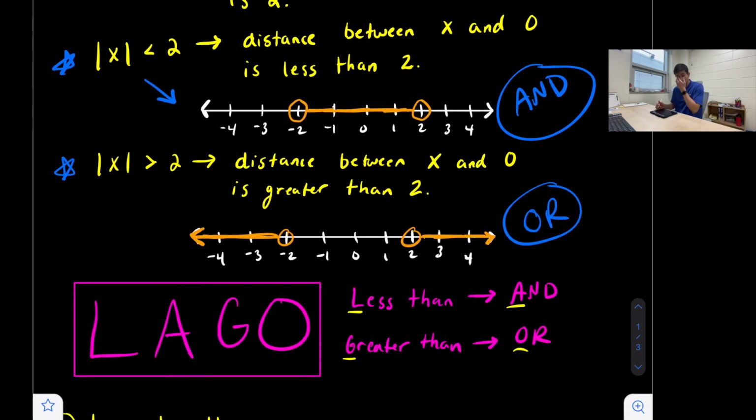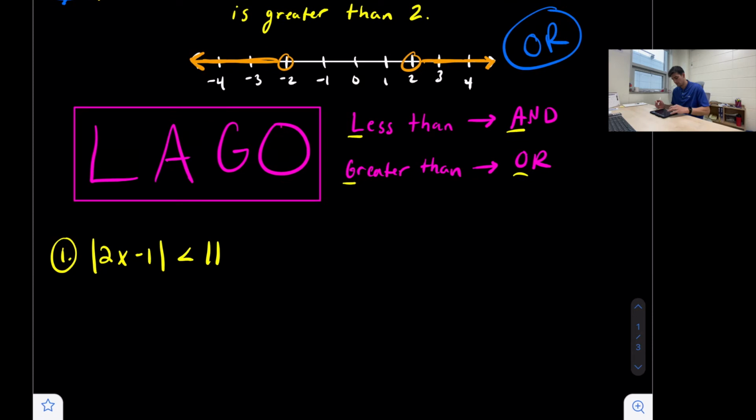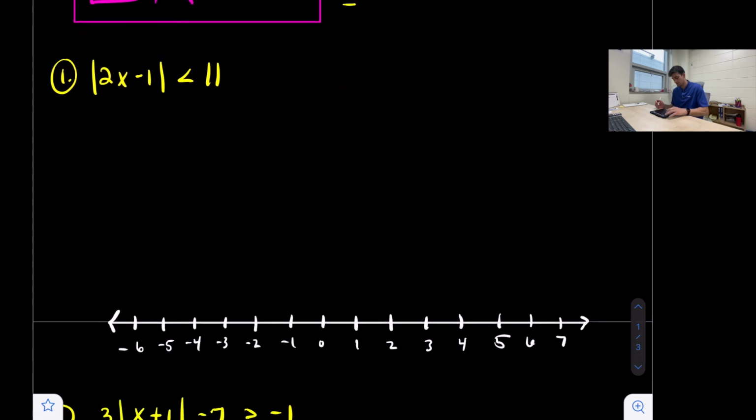So let's make that connection. I have an acronym that you can remember, and it's called LAGO. LAGO stands for less than and, greater than or. So that tells me if I'm looking at my absolute value inequality and I see a less than symbol, it's going to be an and compound inequality, and I'll just solve it as such. If I see a greater than symbol or greater than or equal to, then it's going to be an or inequality, and we'll solve it as such. So we'll look at one of each of those examples here today.